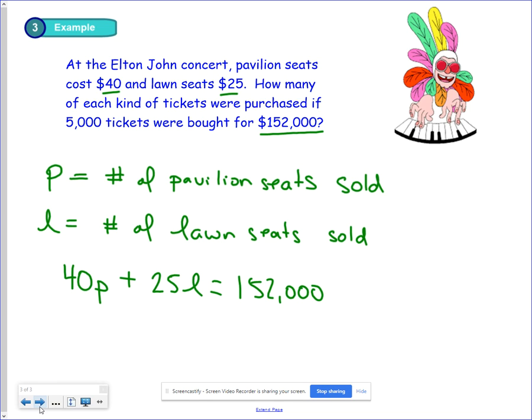Now, we haven't used this yet. It says 5,000 tickets were sold altogether. That means P plus L equals 5,000. So there's your system. Okay? Just to save time, I'm not going to solve this, because you should know how to solve it. You can just solve it by elimination or substitution.